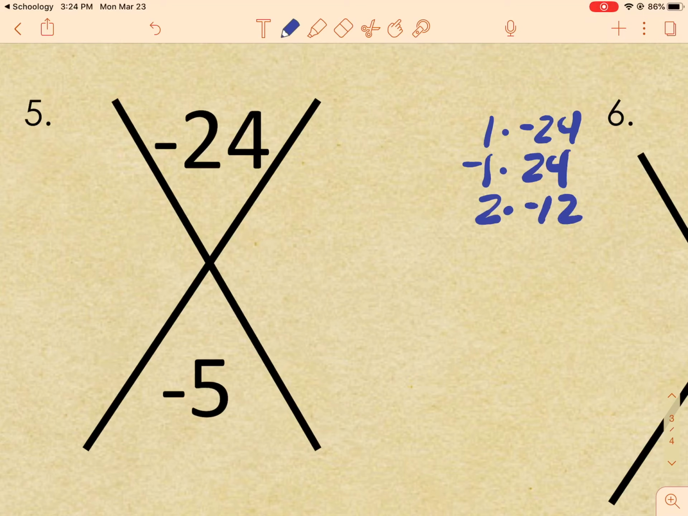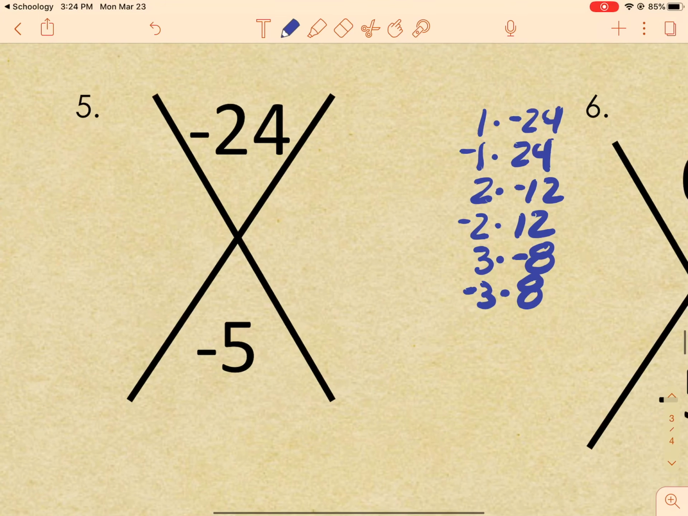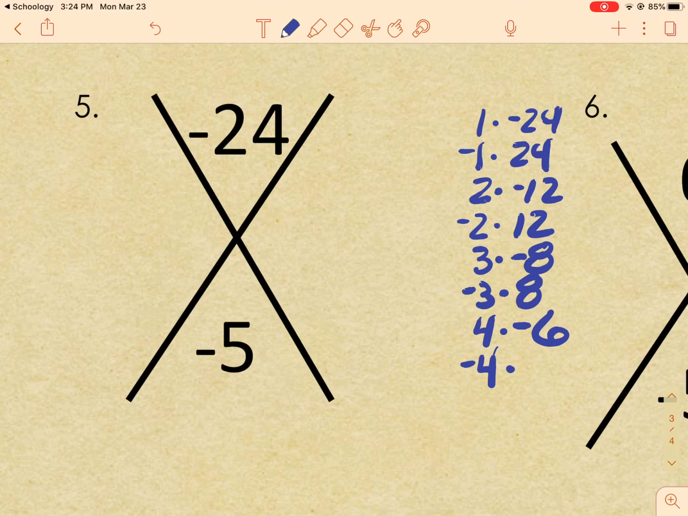You could have 2 times negative 12. You could have negative 2 times positive 12. You could have 3 times negative 8. You could have negative 3 times positive 8. You can see some numbers have so many factors, especially when you have a negative. You also have 4 times negative 6, negative 4 times positive 6. I think that's about all the factors that you have. And most of them don't have that many.